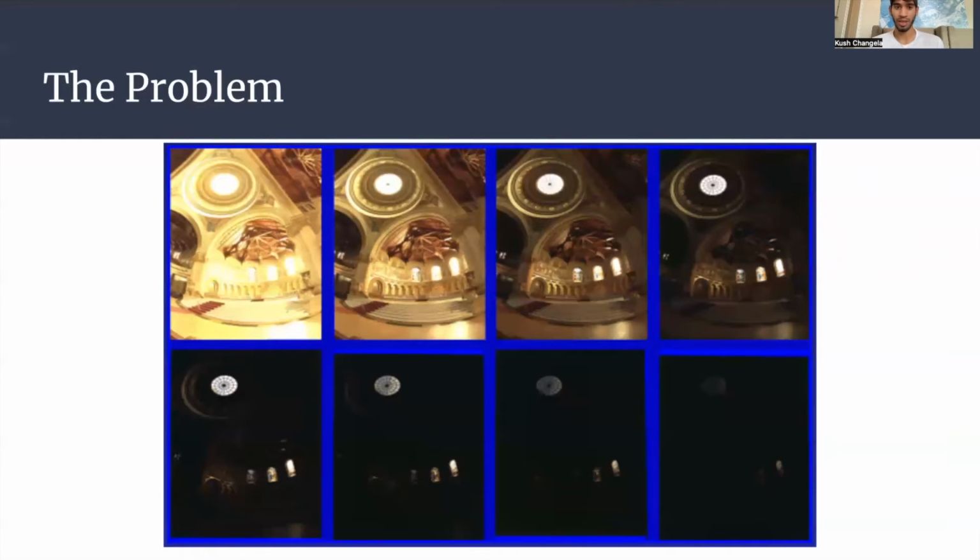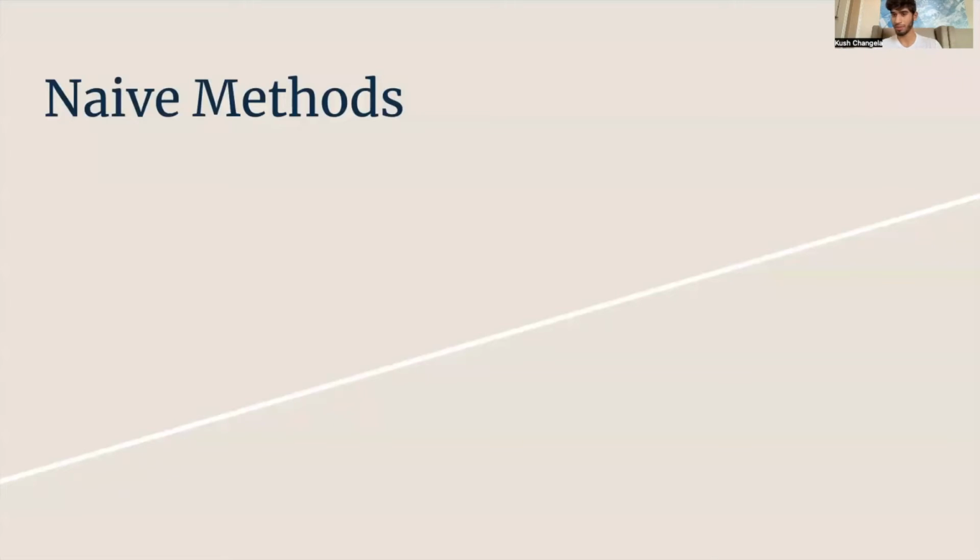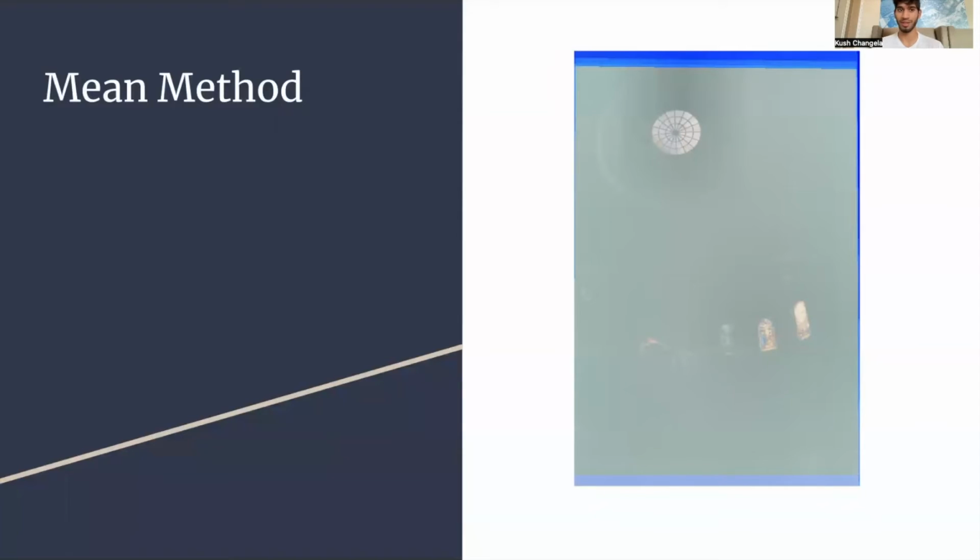So what if we take images at different exposure levels like we have here? You can do that by changing the shutter speed to let in different amounts of light. And if we take a bunch of these images, can we combine them all into one to create a high dynamic range image? The very first method we use to try to achieve this is the mean method.